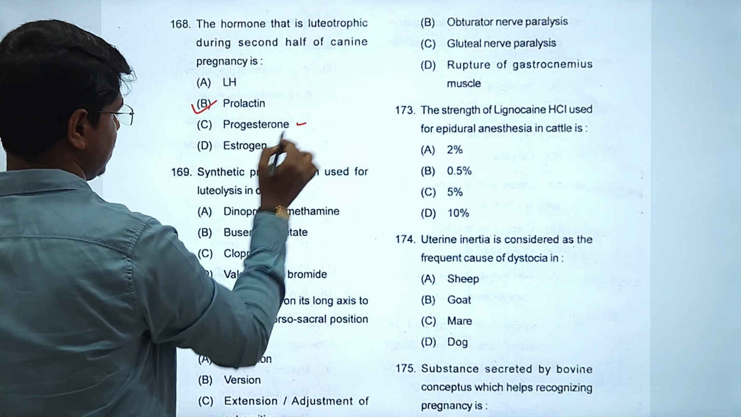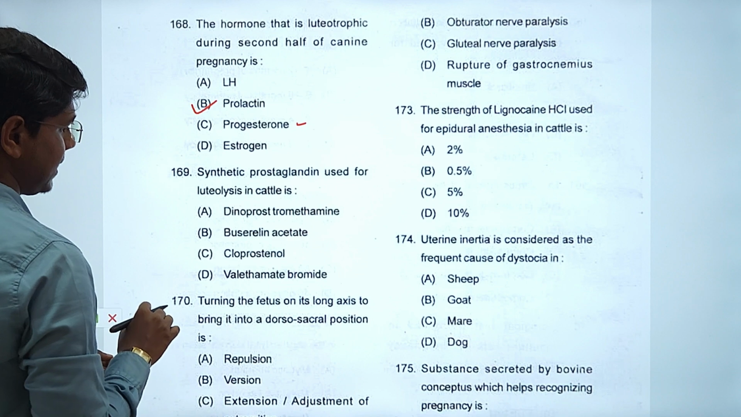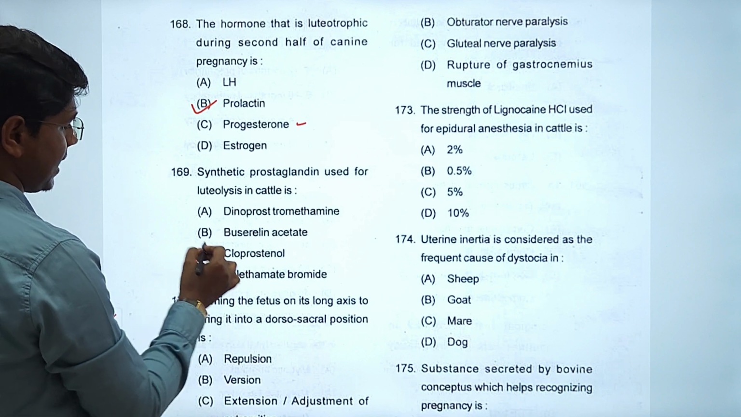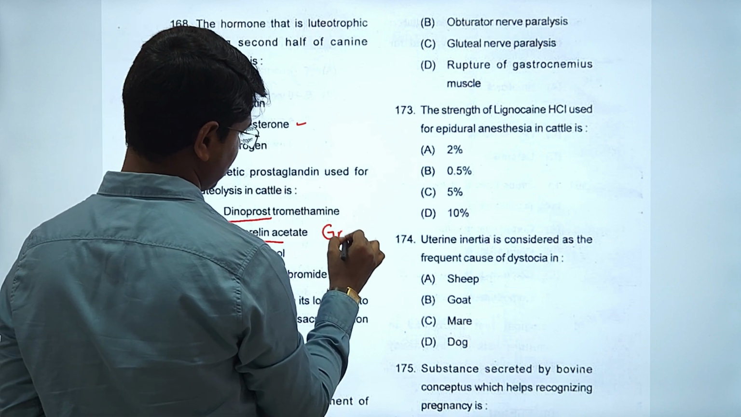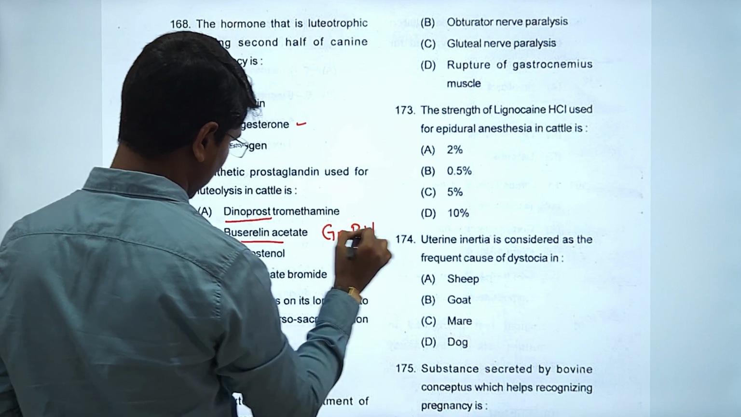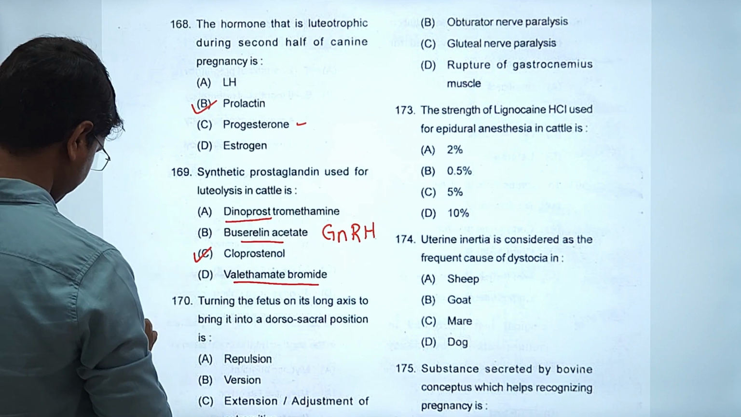For the first half, it is progesterone. Synthetic prostaglandin used for luteolysis in cattle is cloprostenol. The natural one is dinoprost. Buserelin is a GnRH, gonadotropin releasing hormone analog. Hyoscine butylbromide is used for relaxation of the cervix.